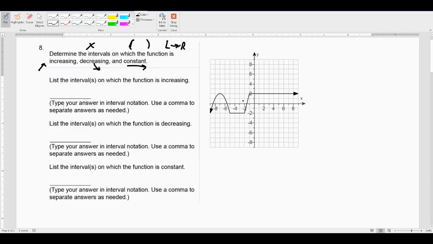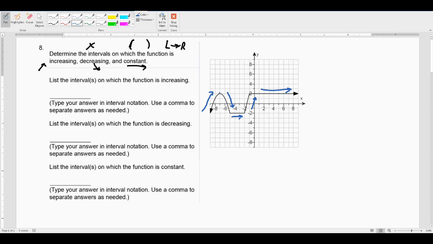So let's look at this graph that's given. Once you look at it, it's going up this direction, and then it starts to go down, and then it stays constant, and then it goes up, and it stays constant again. That's the basic idea of this graph. Now since we're looking for x values, that's the only thing I'm going to label.